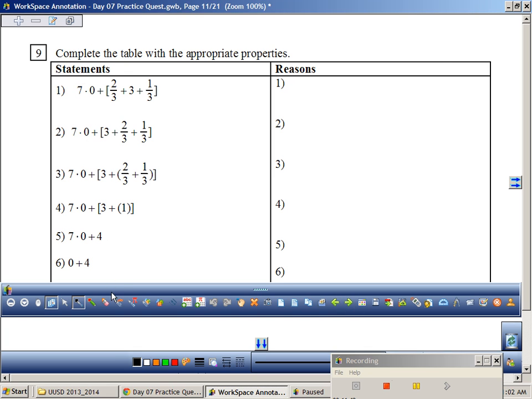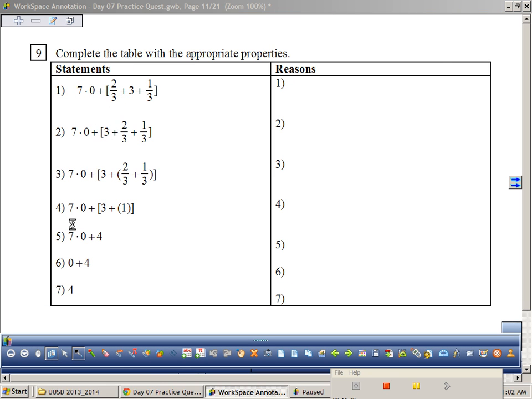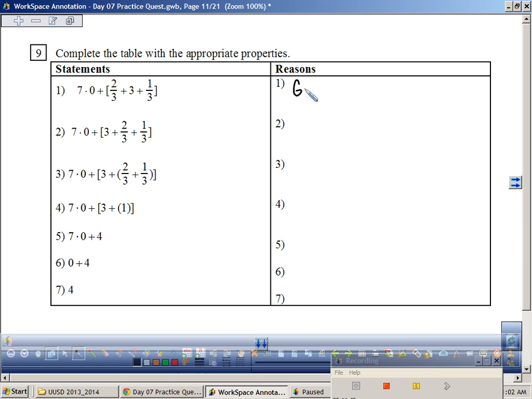Okay, let's keep going. Number 9. This time they wrote them out, and we have to give the reason. So what's our first reason always? That's the one we were given. Now look at this one and tell me what changed from this one to this one.